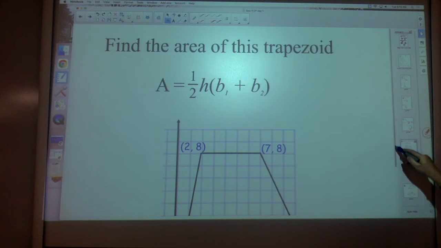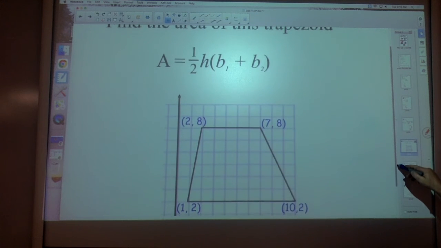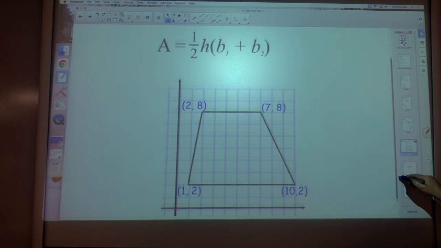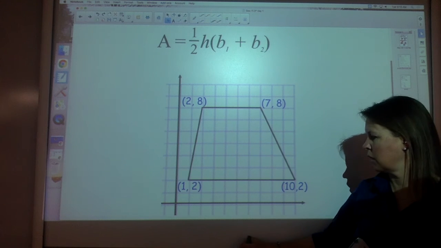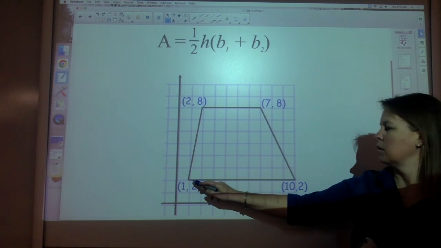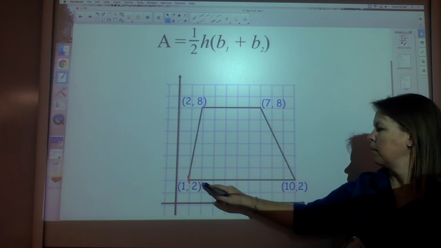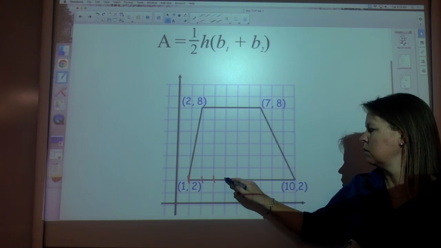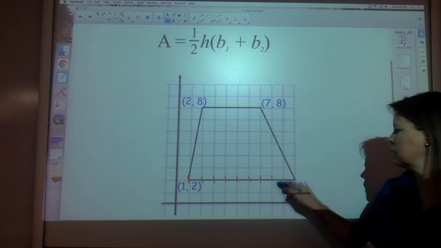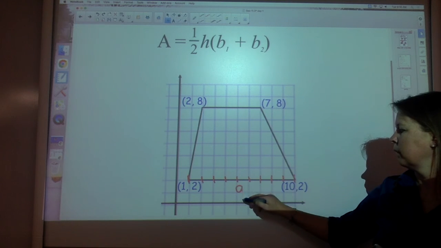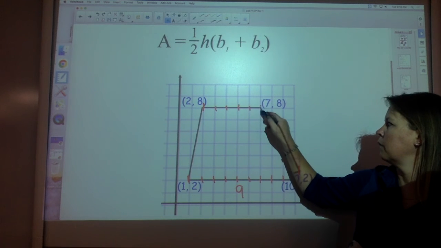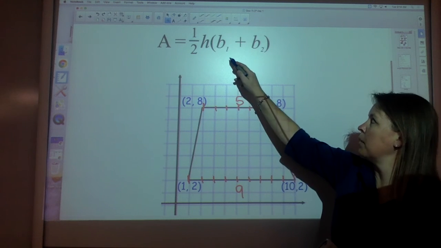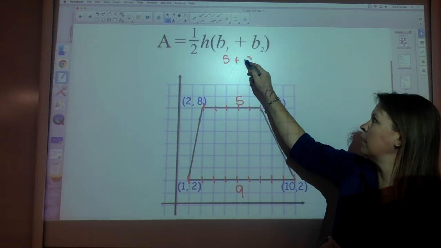How about the trapezoid? They're giving it to you on a grid, so we have to find our own height, base 1 and base 2. It's not so bad. They put it nice and straight. They didn't draw it crooked on your graph. So count how far is the base: 1, 2, 3, 4, 5, 6, 7, 8, 9. How far is the other base? 1, 2, 3, 4, 5. So base 1 and base 2 are 5 and 9.